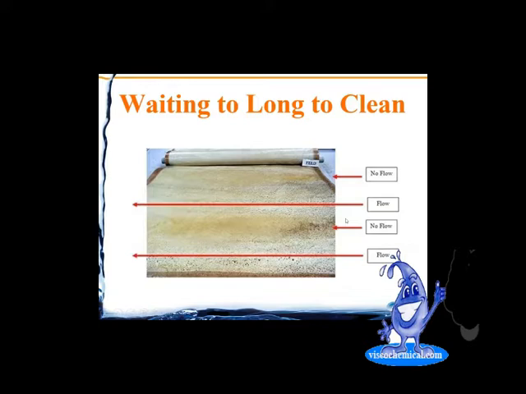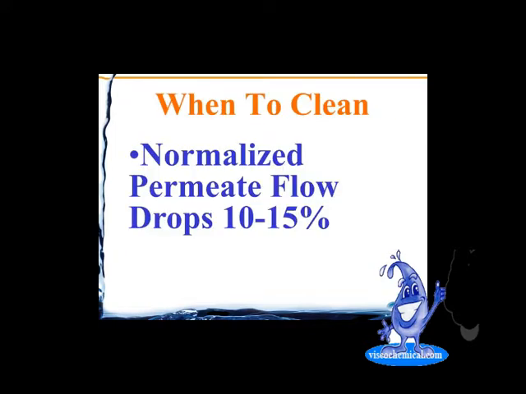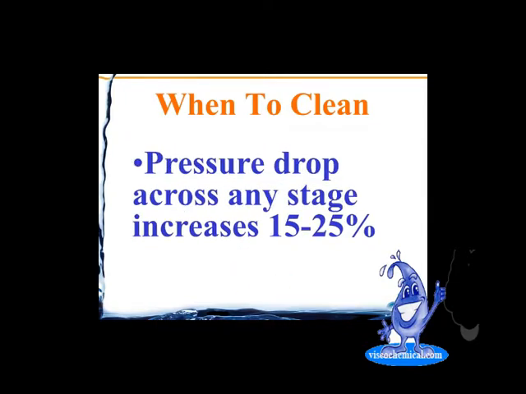So again, we don't want to wait too long to clean, and I'm going to tell you what we think you should look at in order to determine when to clean. And that is when the normalized permeate flow drops 10 to 15%. We don't have time in this webinar to go over that, but we have lots of training programs if you need to know about normalized permeate flow. So the normalized permeate flow drops 10 to 15%, or the pressure drop across any stage increases 15 to 25%.